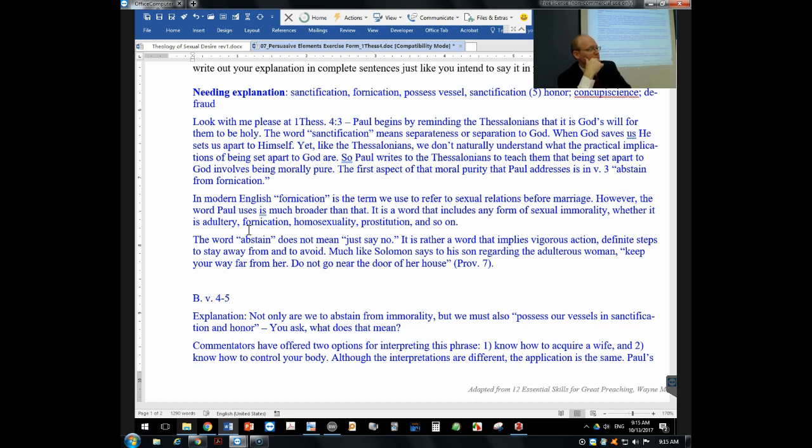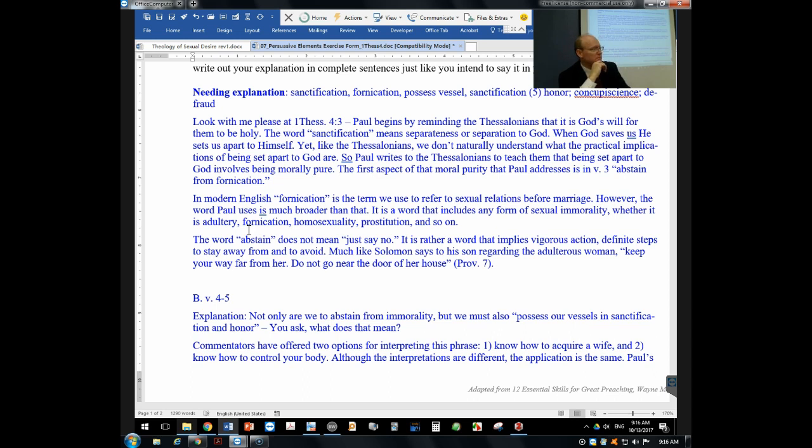Going through, for the word abstain, when it says it is rather a word that implies vigorous action, how do I know that? Would Bible words tell me that? Well, what you would do is you would look up all the occurrences of that word and see how it's used. And you're going to see that it's not sitting in an armchair doing nothing. In its other uses, it involves taking action to avoid. Good question. Any other questions?